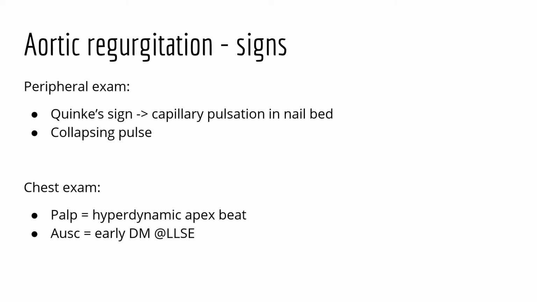So in terms of our signs, on peripheral examination, you might see a capillary pulsation in the nail bed, a collapsing pulse, so you palpate the pulse and lift the arm above the head and feel for the collapsing pulse. On examination of the chest, on palpation you might feel a hyperdynamic apex beat, and on auscultation you might hear an early diastolic murmur at the lower left sternal edge.